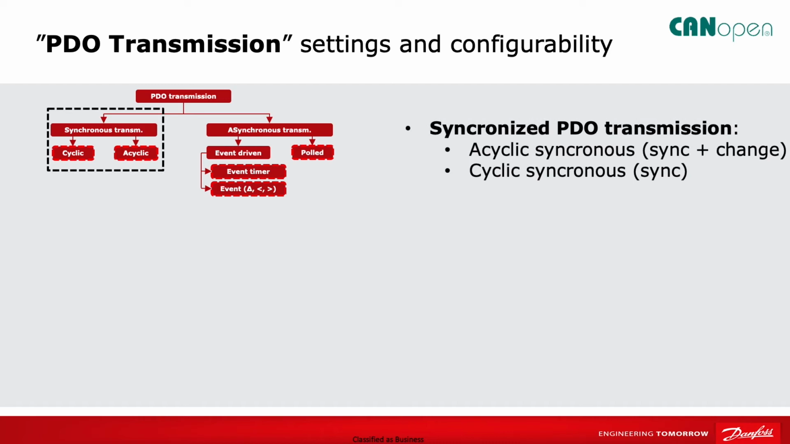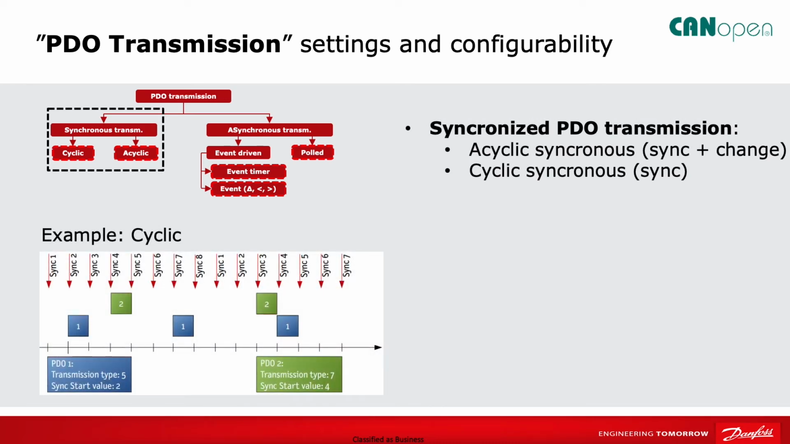Our sensor is set up by default to be synchronous transmission driven, and this means it's set up to act upon a sync signal from the master. I have one example here showing a device that has two PDOs, where we have two different synchronized PDO transmissions. You can see the blue one shown here.